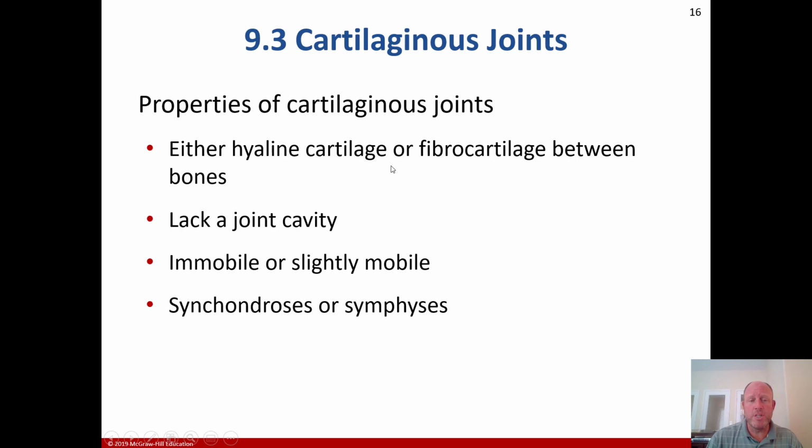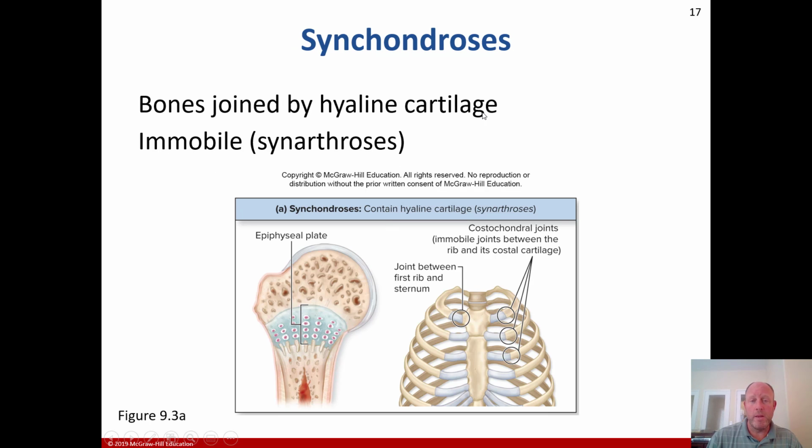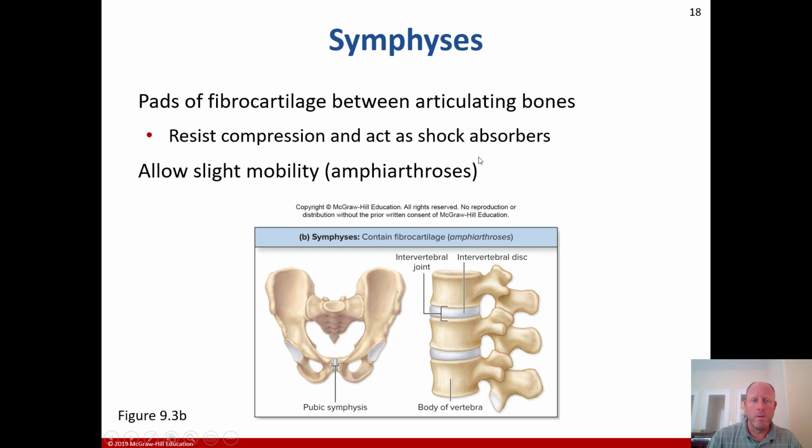As far as properties of cartilaginous joints, they're either hyaline cartilage or fiber cartilage between bones. They lack a joint cavity, they're immobile or slightly mobile, and they're either synchondroses or symphyses. The bones are joined by hyaline cartilage in synchondroses, and they're immobile. They're also synarthroses. The epiphyseal plate is an example, which contains hyaline cartilage, and also the connection of the ribs to the sternum. These costochondral joints are immobile joints between the rib and costal cartilage.